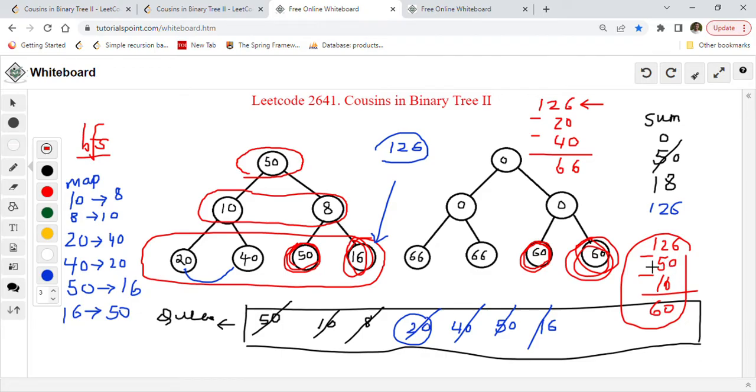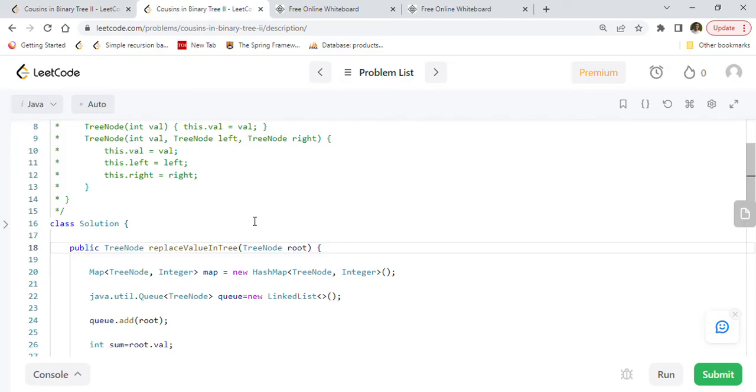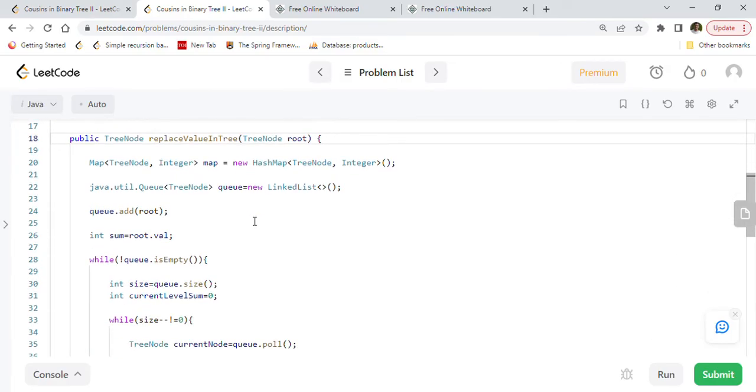So this is the basic idea to solve this problem. I hope you understood this clearly now with this logic. So let's go ahead and implement this same logic in Java. This is our Java code for this replace value in tree, right? The tree node root is given to us. This again returns a tree node root after the replacement, right?